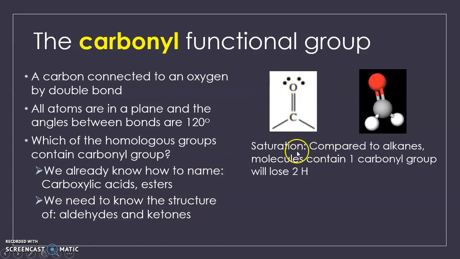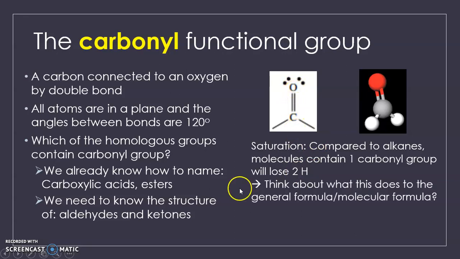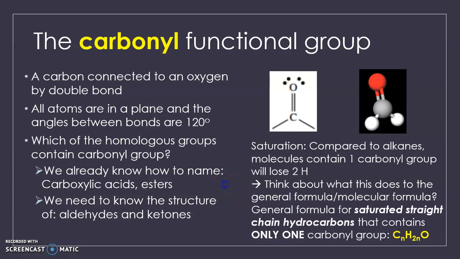Okay, so compared to alkanes, molecules containing one carbonyl group, including carboxylic acids and esters, will lose 2 hydrogens due to the carbon-oxygen double bond. Therefore, what will this do to the general formula? Compared to saturated straight-chain hydrocarbons, the ones that contain one carbonyl group will lose 2 extra hydrogens. Okay?